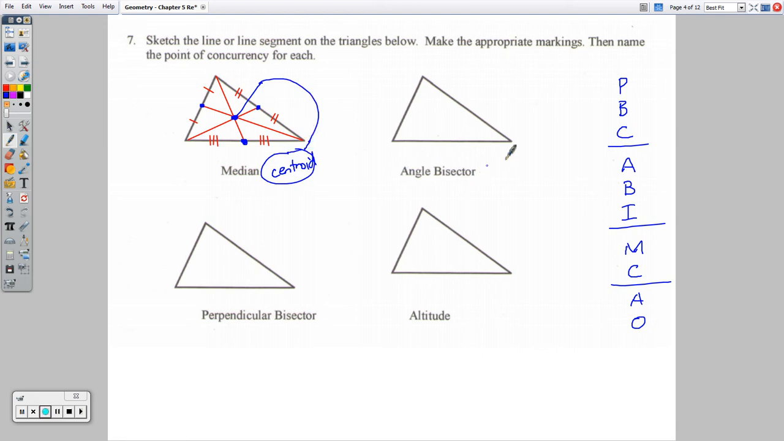The angle bisector, if you just look over here, I'll just write that down while I'm thinking about it. That's going to be the incenter. Perpendicular bisectors, that's the circumcenter. And altitude, that is the orthocenter.